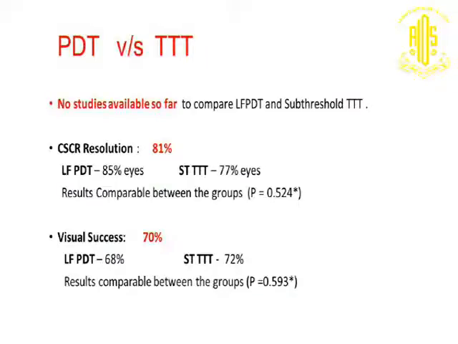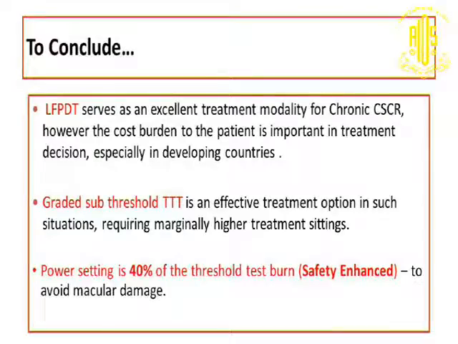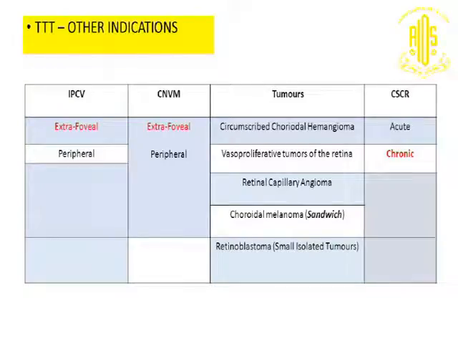So we found almost similar results, and in our context, we feel that PDT is an excellent modality for chronic CSR, but the cost burden to the patient is important in the treatment decision in our scenario. Subthreshold TTT is as effective a treatment option, requiring marginally higher treatment settings. So that's about subfoveal treatment.